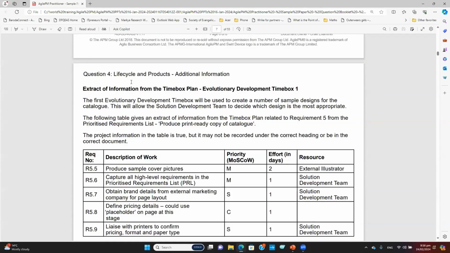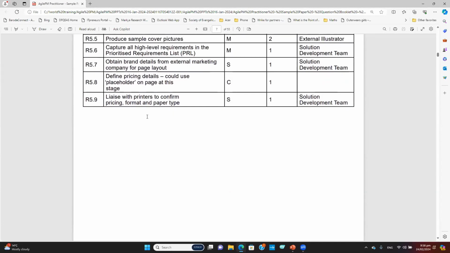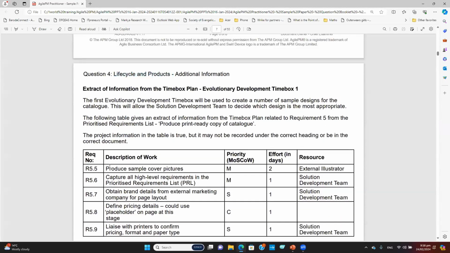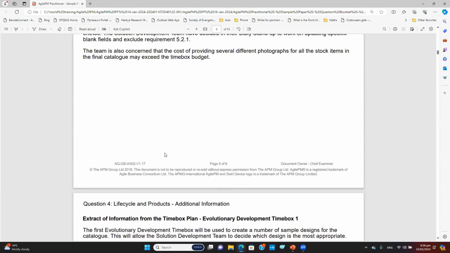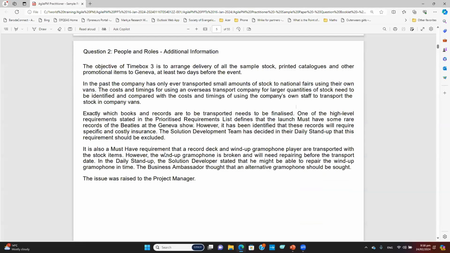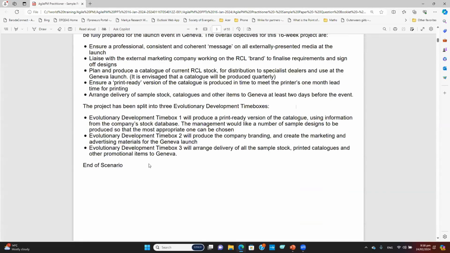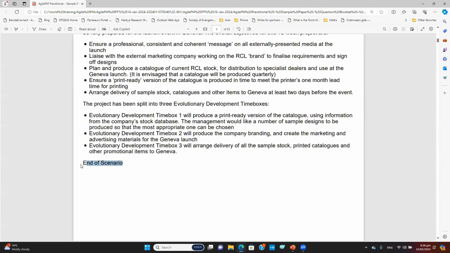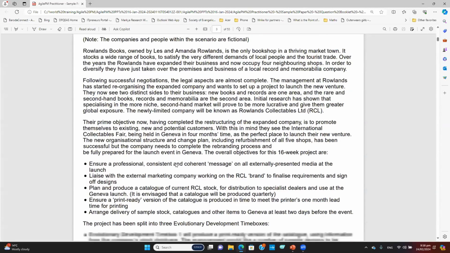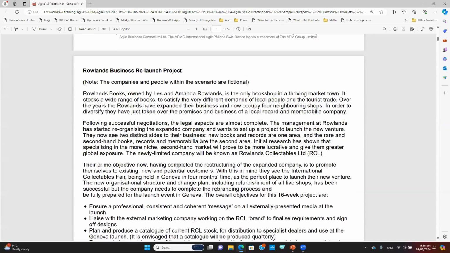And question number 4 covers the syllabus area called life cycle and products. And this is the additional information pertaining to question number 4. So unless the question paper prompts you to read through additional information, I would recommend that you do not read it, in the interest of time. But please make sure that you read the general scenario, because that would be the general context upon which the practitioner exam would be tested.